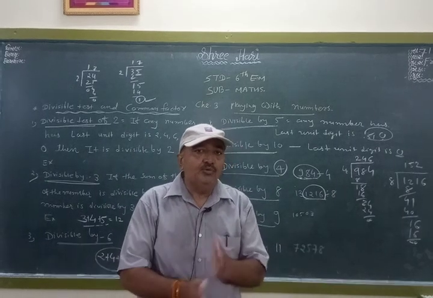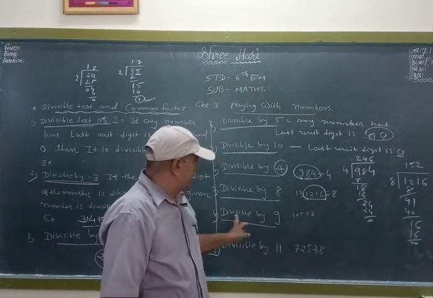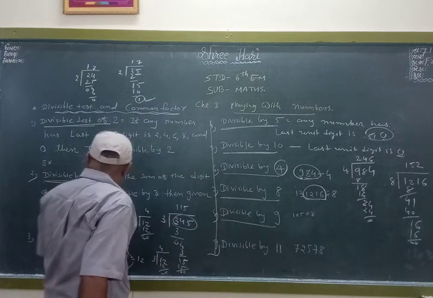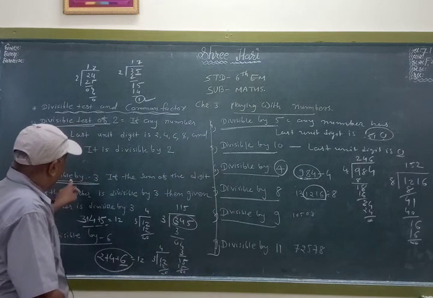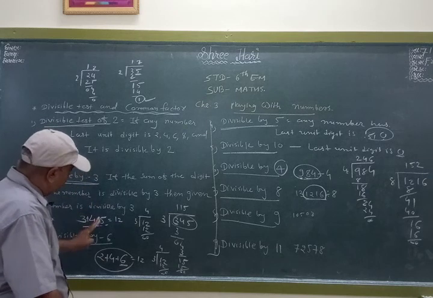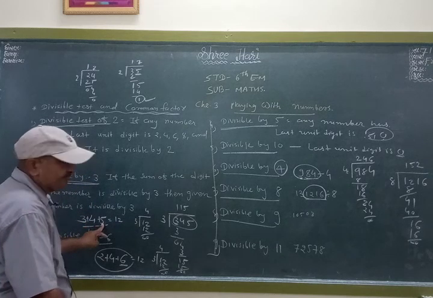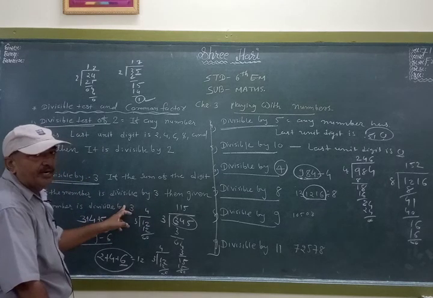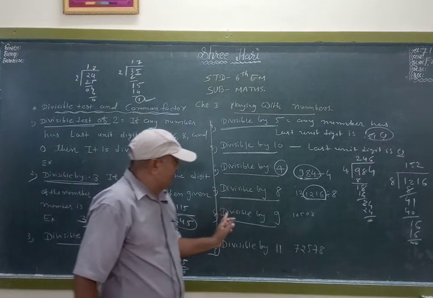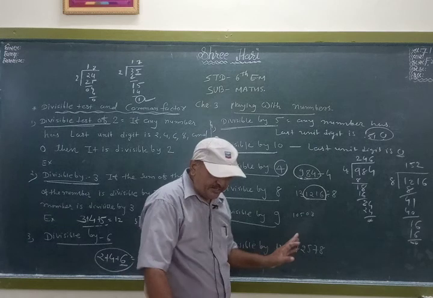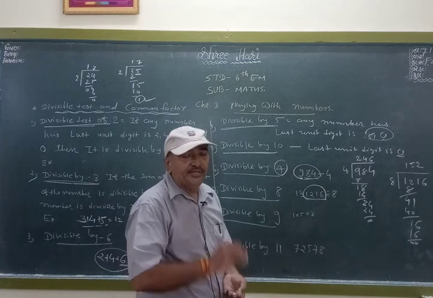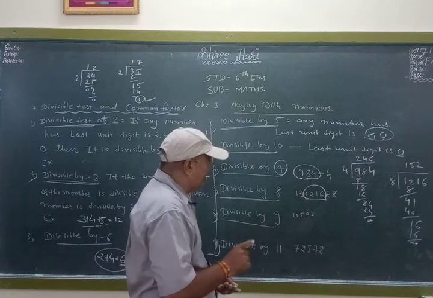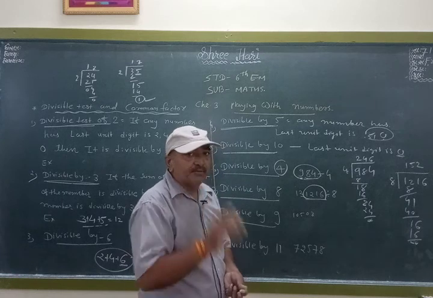Friends, now the divisibility test of 9. Friends, we studied the divisibility test of 3. If the sum of all digits is divisible by 3, then the whole number is divisible by 3. The divisibility test of 9 is like this. If we divide the sum of all digits by 9, then we can divide this number by 9.